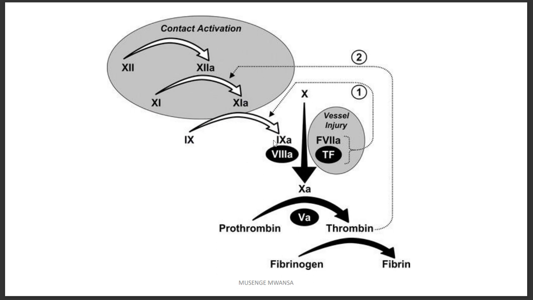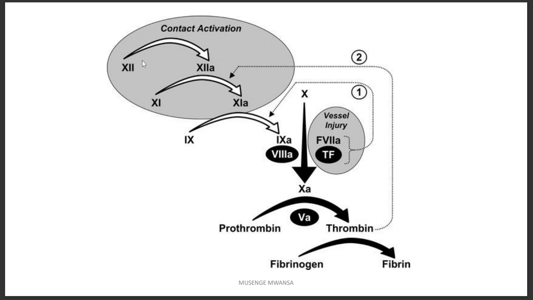And then the 8A is now going to act in conversion of factor 10 to factor 10A. All right, so that is how it moves. 12, 12A, 11, 11A, 9, 9A, 8, 8A, and then 8A converts 10 to 10A. Right. And then now this 10, this is where we are going to end. So for the intrinsic pathway, we simply go from 12 to 12A, 11 to 11A, 9 to 9A, 8 to 8A. That is the intrinsic pathway.